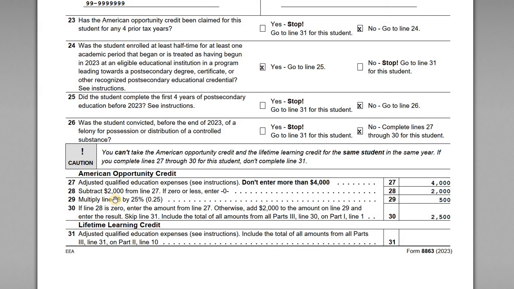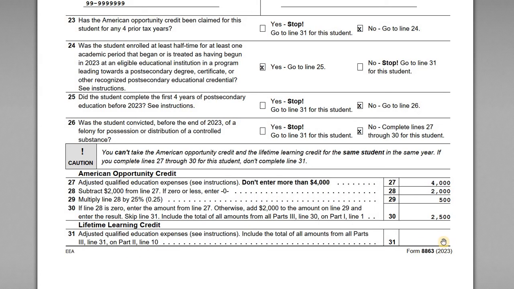Line 28 asks us to subtract $2,000 from that total, right? And if 0 or less, enter 0. Multiply line 28 by 25%. So we've got $500. And then line 30 states that if line 28 is 0, enter the amount from line 27. Otherwise, add $2,000 to line 29 and enter the result here. So $2,500, so we've hit the limit as far as the amount of the American Opportunity Tax Credit.